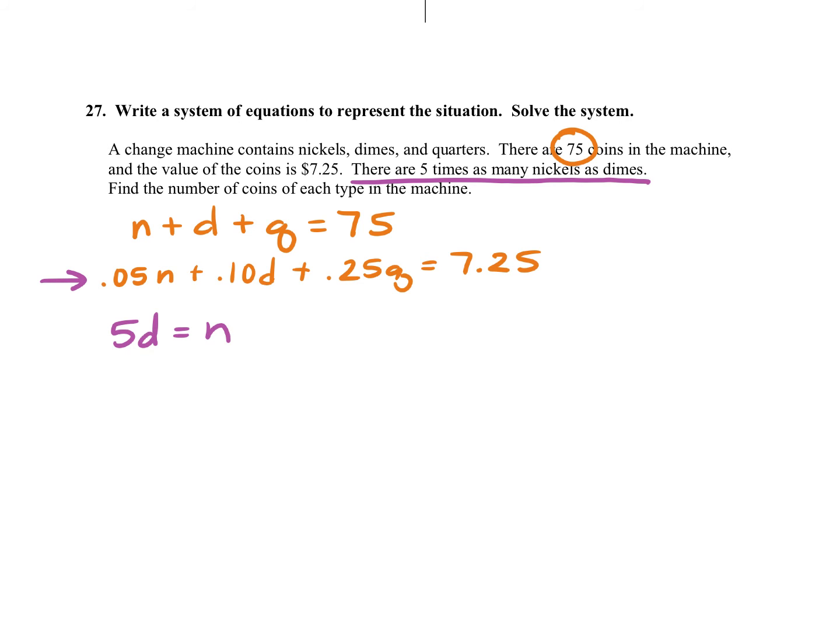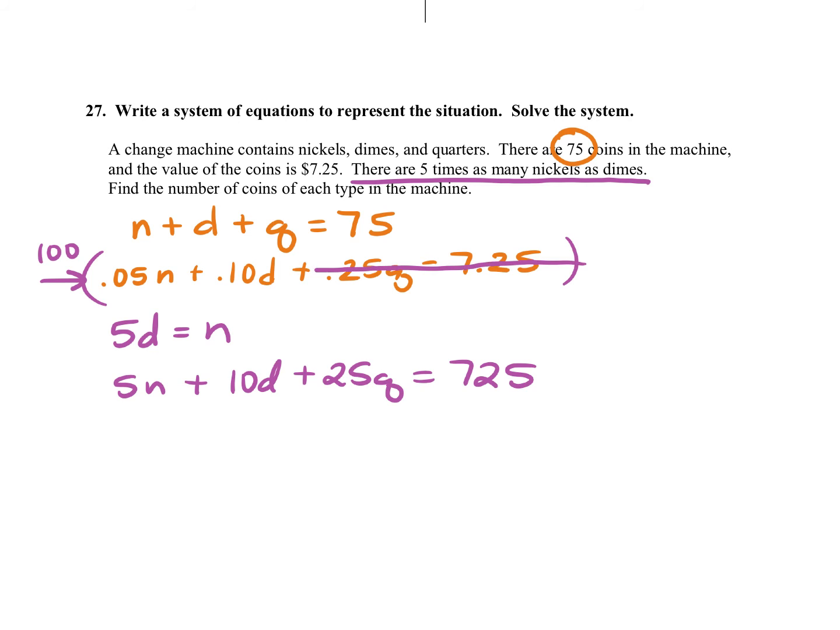So I would change this one. I would multiply the whole thing by 100 so that I get 5N plus 10D plus 25Q equals 725. I just love to get rid of decimal points. What would you do next? So essentially, we're not using this one anymore.